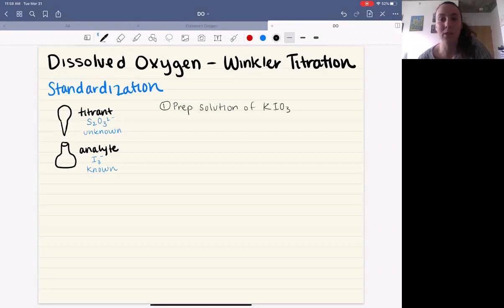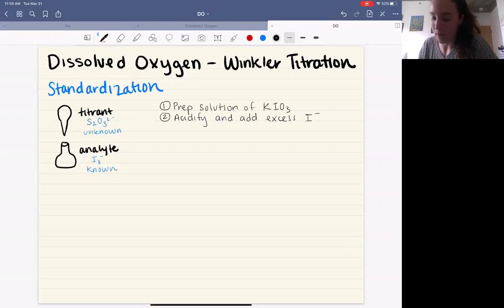Okay, so you're going to do that by taking some potassium iodate solid, which has been dried out, desiccated, and dissolving it in DI water to make a solution of a certain concentration. And then next, you're going to acidify the solution and add excess iodide in the form of sodium iodide. And that's going to undergo a couple of reactions, which I'll show here.